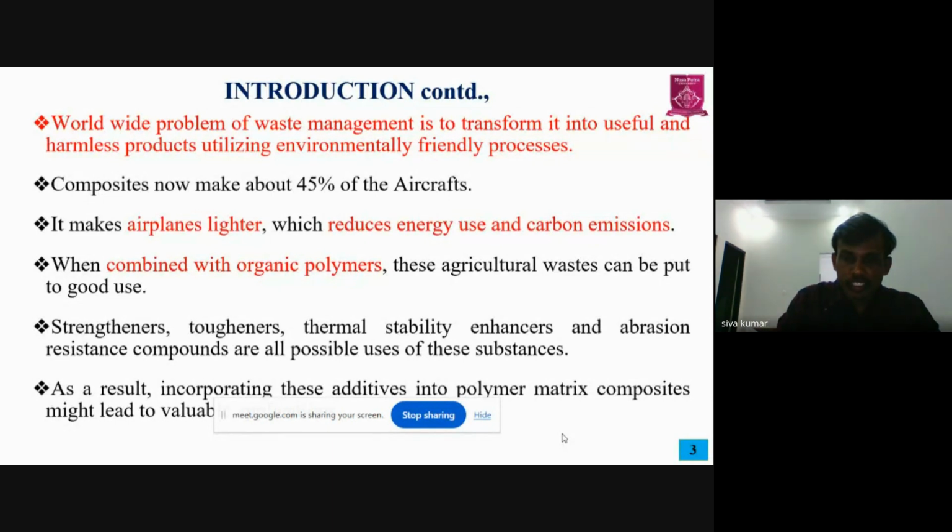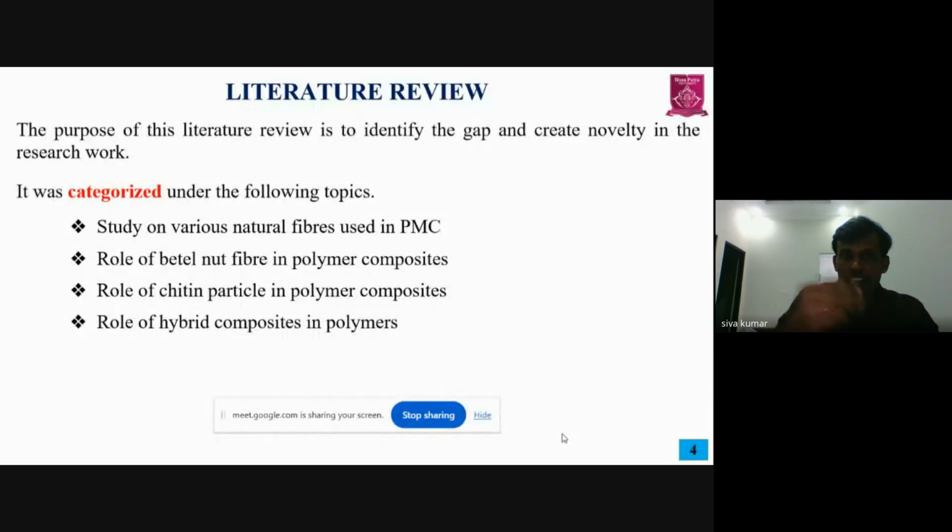And moreover, here I have given a literature review before I introduce my research part in this session. I have taken the study from different aspects. One is polymer matrix composites, and another is the role of betel nut fiber composites, how the fiber changes the material characteristics, and why you want to add chitin particles to the polymer, how introducing chitin improves the quality of the composite material, and why hybrid composites are important, in order to cope with multiple tasks without compromising any mechanical properties.